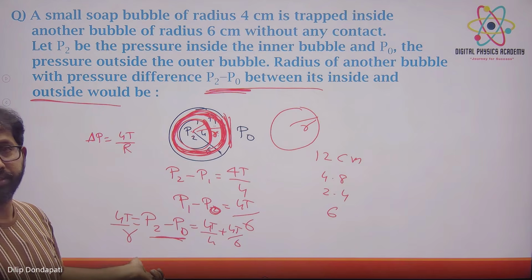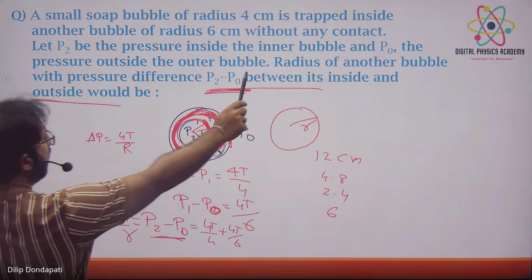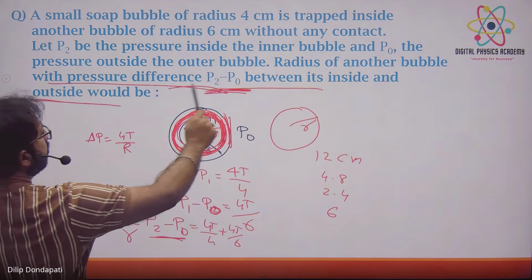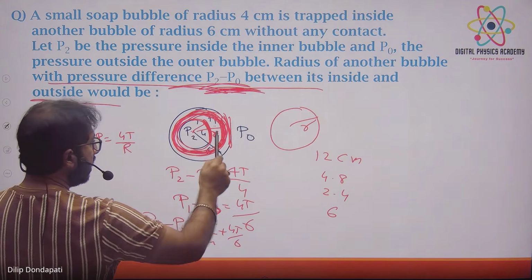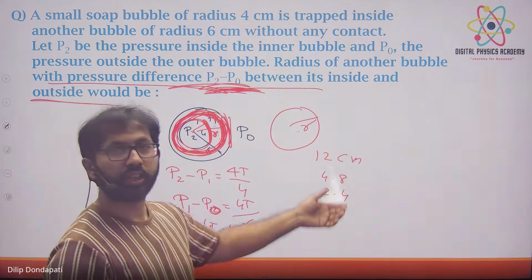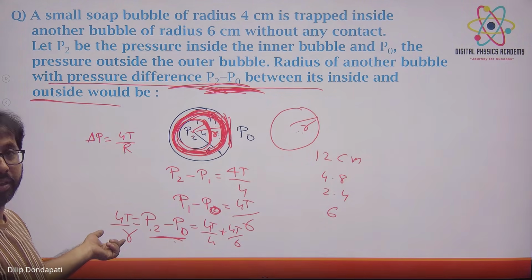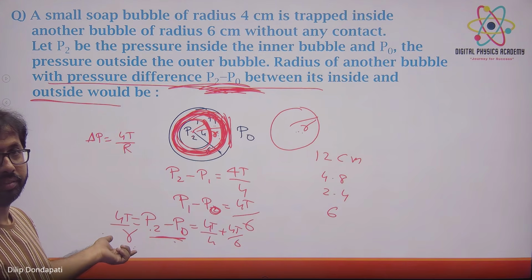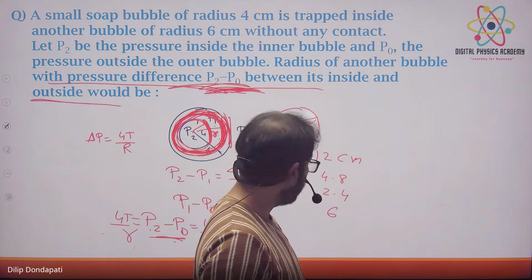Just equated. Understood your pronoun? Radius of another bubble: he's talking about another bubble whose pressure difference is P2 minus P1 between the inside and outer. Whatever pressure came for this is equal to the pressure of that one. So that's why we equated, and in place of P2 minus P naught I substituted 4T by R. Understood? Got it? Yes, sir. So the answer is 2.4.